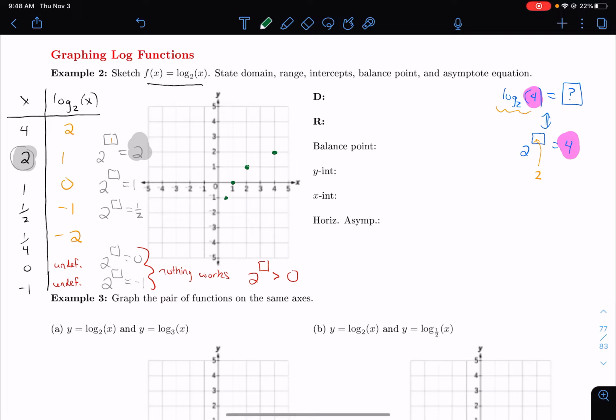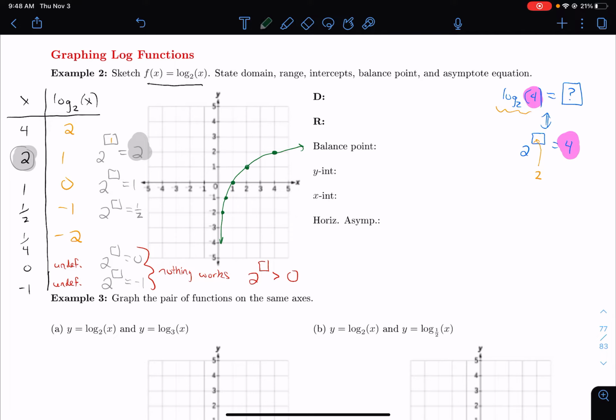When x is 1/4, the y value is -2. Okay, so now if I connect these points, it's starting to make a graph that looks like this, and then over here it's going to really snuggle up next to that y-axis. Okay. So before I write all of this stuff, domain and range and whatnot, there's a couple of observations I want to make about the graph.